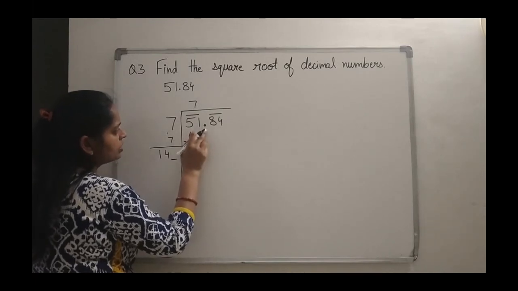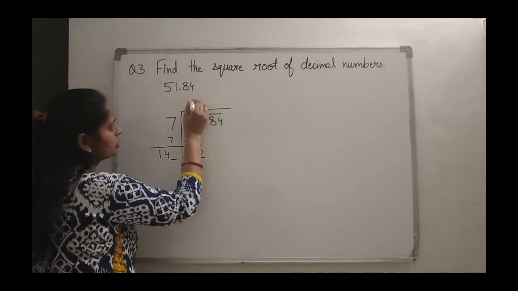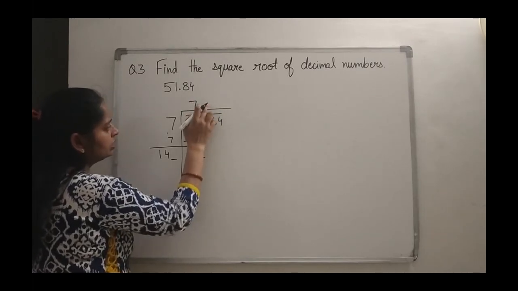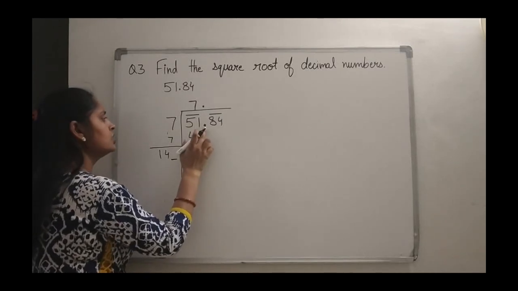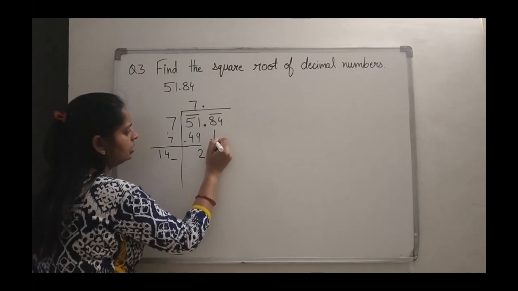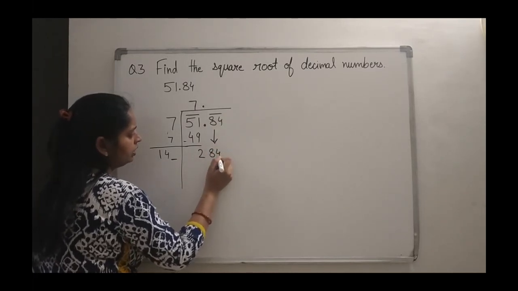As soon as we are getting a decimal place, we have to put the decimal here also. As we are doing the division, as soon as you are getting a decimal, you are putting a decimal in the question, no? Here also. As soon as you are getting a decimal, we have to put the decimal first. And then we'll take the next pair. What is the next pair I am having? 84. So 84 will come down.